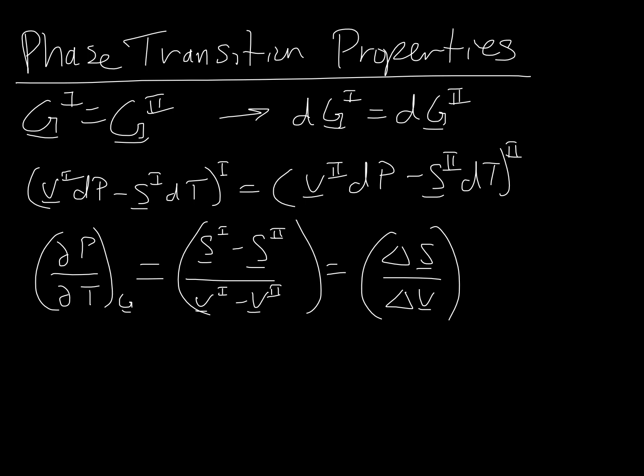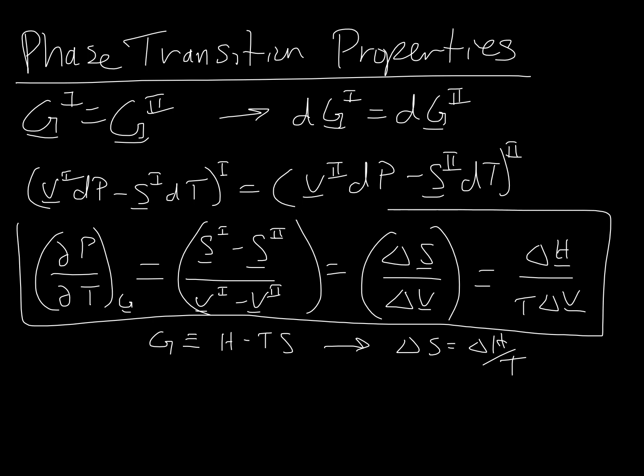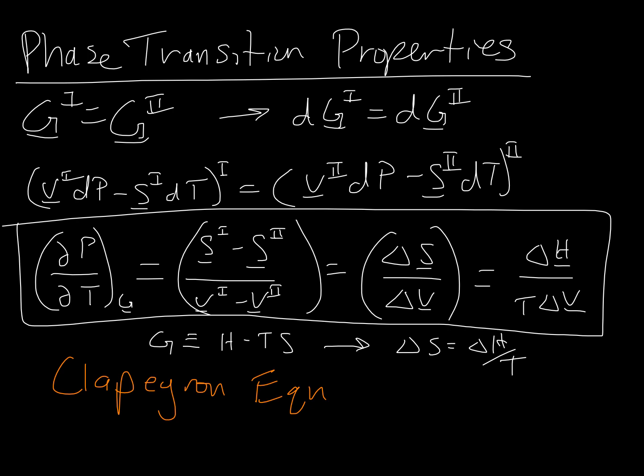There's another way that we write this. We can write that the Gibbs free energy is defined as H minus TS. So if we have two phases that are in equilibrium, their delta G is equal to 0. So we can write that across the phase change, delta S is equal to delta H over T. This is the Clapeyron equation. We can also write this then as delta H over T delta V. This is the Clapeyron equation.